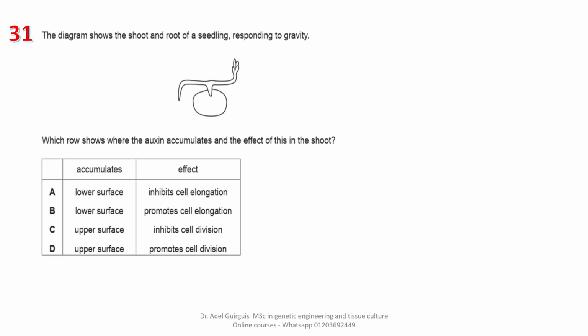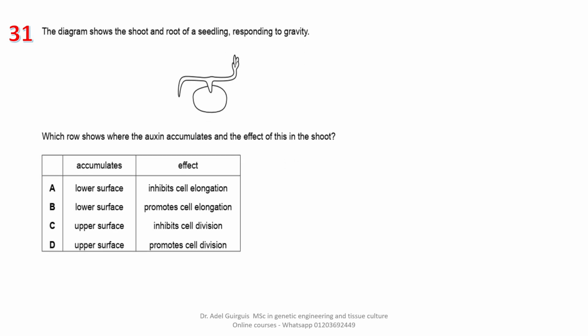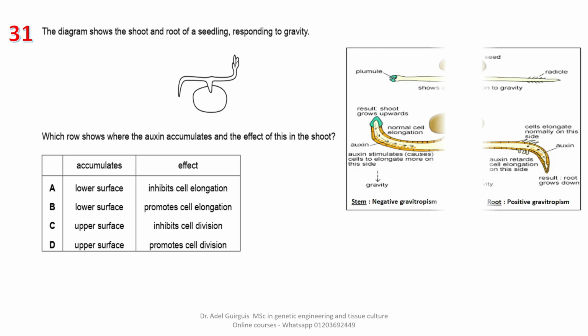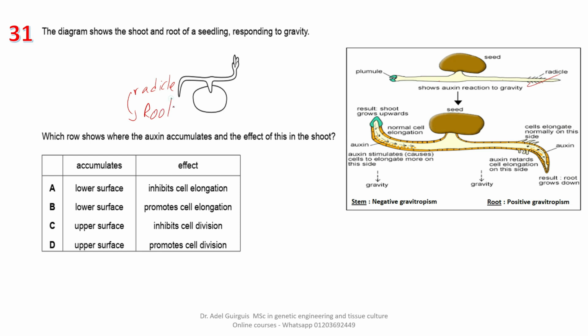Number 31. The diagram shows the shoot and the root of a seedling responding to gravity. Which row shows where the auxin accumulates and the effect of this in the shoot? Where is the shoot? Look please. The seedling lies horizontally, where its germinating or growing parts are the radicle, this part. Later it forms roots. And the plumule.